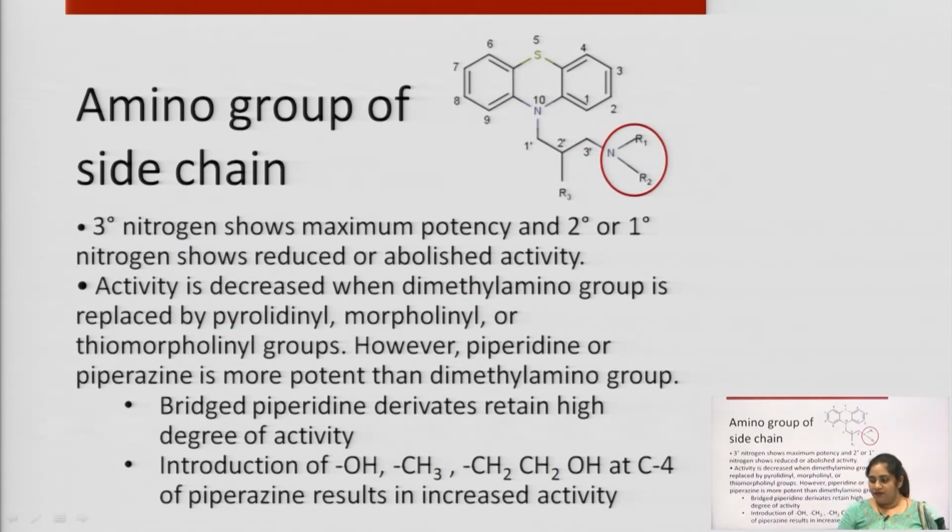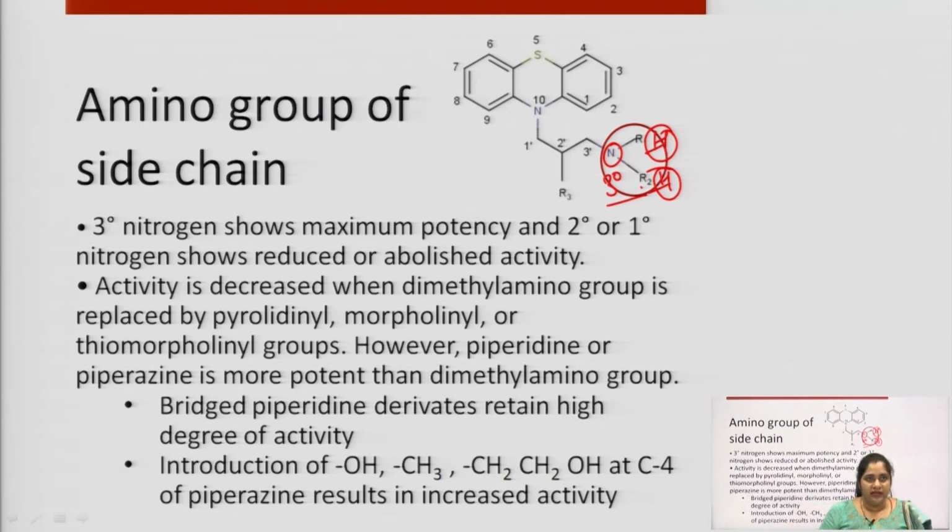Further, the amino group of the side chain. When we talk about the amino group, the tertiary nitrogen atom shows maximum potency rather than secondary and primary. If we substitute this nitrogen with both R1 and R2, meaning this nitrogen is a tertiary nitrogen, that possesses maximum activity. But if we have any unsubstituted position, like hydrogen in place of either R1 or R2, either it is a primary NH2 or it is a secondary NHR, that will lead to reduced or sometimes abolished activity.